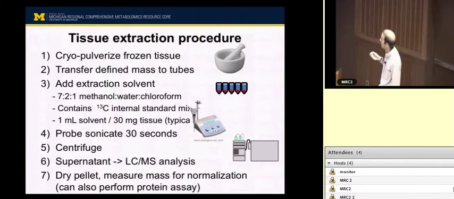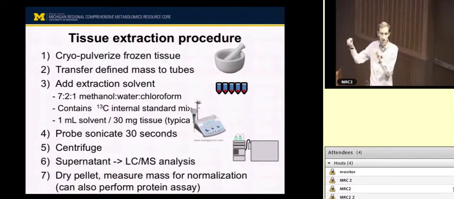Probe sonicate for 30 seconds to further disrupt the tissue. It's already been cryopulverized, so it's a fairly fine powder, but to really help lyse the cells and release the metabolites quickly, we use this probe sonication. Centrifuge. Then the supernatant goes to LC-MS analysis, and then we dry down the remaining tissue pellet and measure the mass. We try to extract approximately equivalent masses of tissue from sample to sample. Very helpful to get good reproducible results, but you never get it perfect, so the dry tissue mass is a reasonable way to normalize everything further.